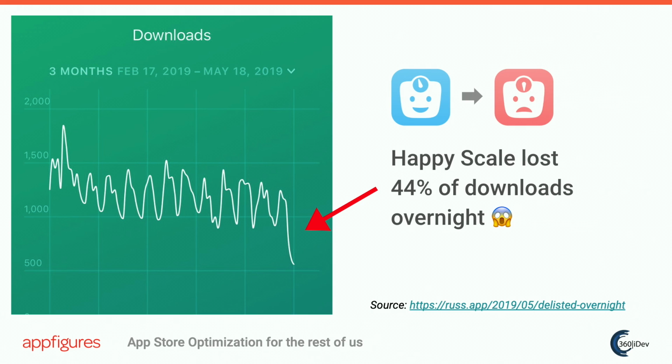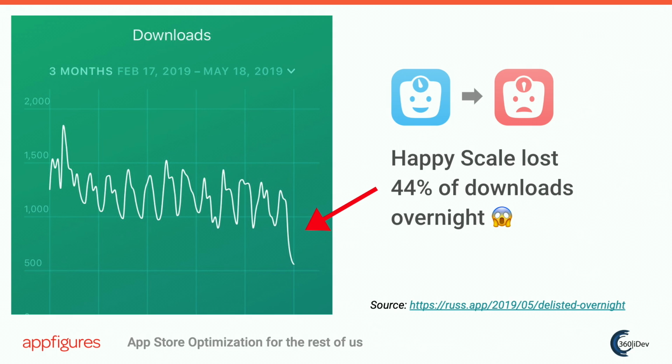So an app called Happy Scale, by doing nothing, lost almost half of its money, half of its downloads. That's kind of insane. If that's the app you use to pay your rent, to pay your mortgage, you don't want that to happen. What ended up happening is Apple made a change to how they consider the subtitle. And he didn't know about this, the guy behind this. It was really nice. And it just happened.